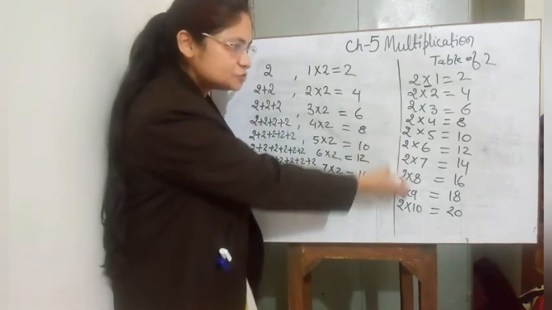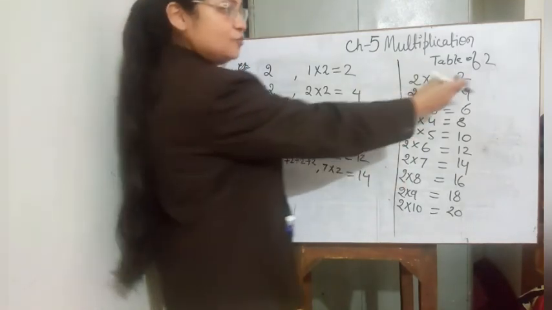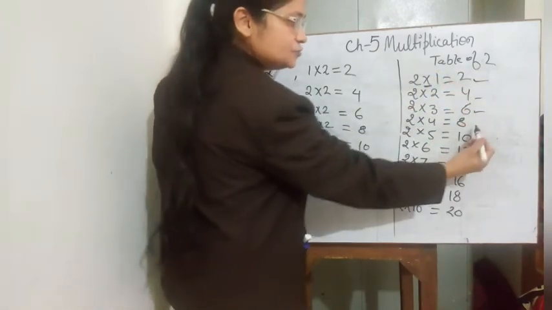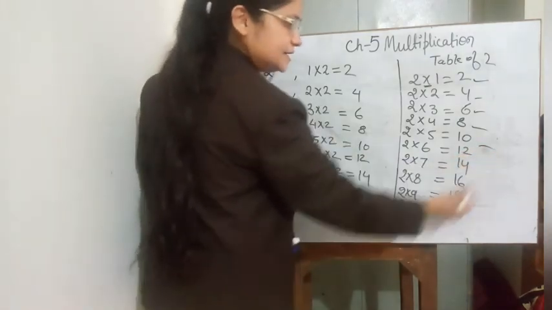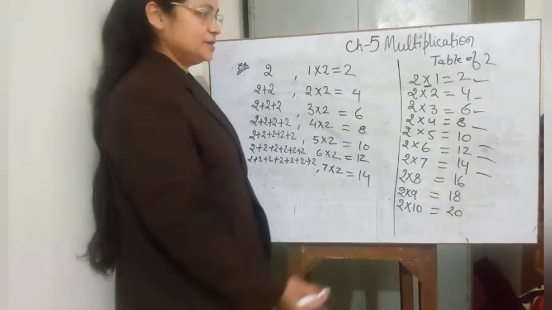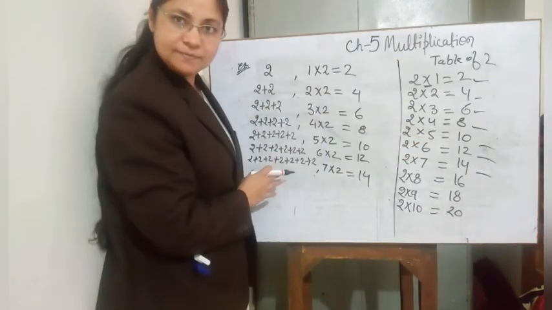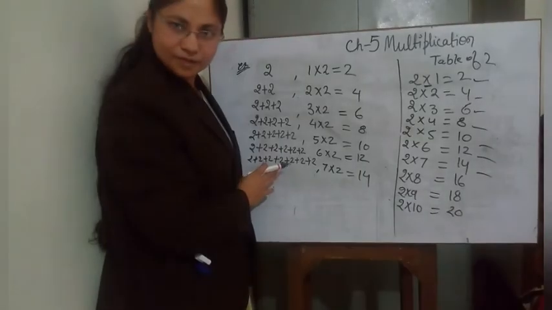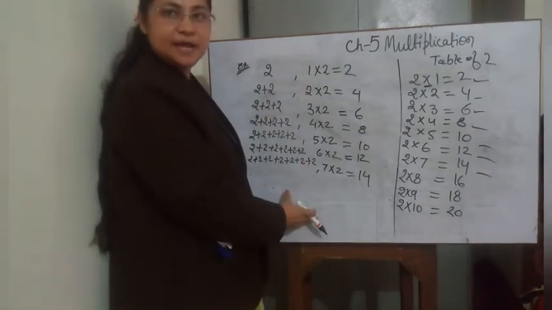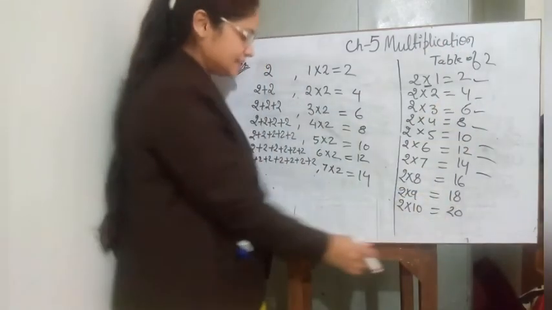Now see here, this was the table of 2. 2 1s are 2, 2 2s are 4, 2 3s are 6, 2 4s are 8, 2 5s are 10, 2 6s are 12, 2 7s are 14. In that way we are getting this table. Right? I hope you got it properly. How are we getting this table?